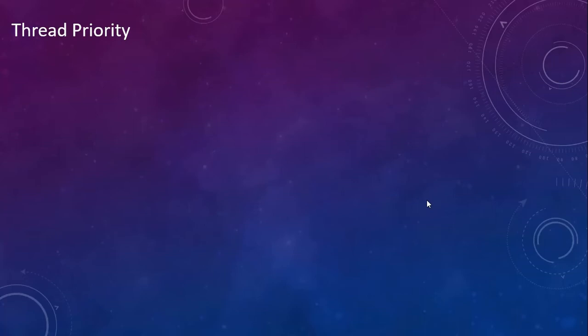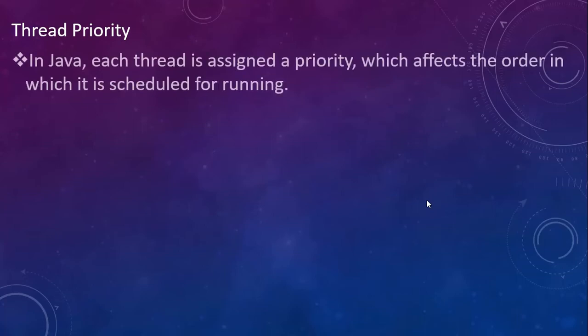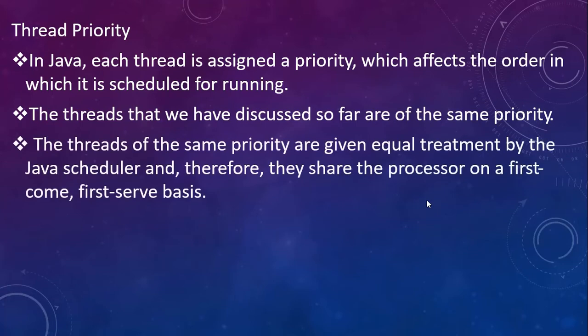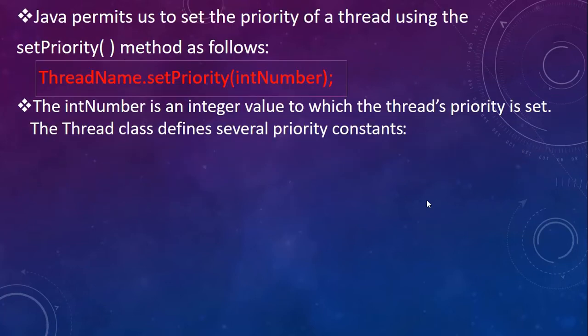Now let us set some priority for a thread. In Java, each thread can be assigned a priority, which affects the order in which it can be scheduled for running. The threads that we have discussed so far have the same priority. Threads of the same priority are given equal treatment by the Java scheduler, and therefore they share the processor on a first come first serve basis, or in round robin fashion.